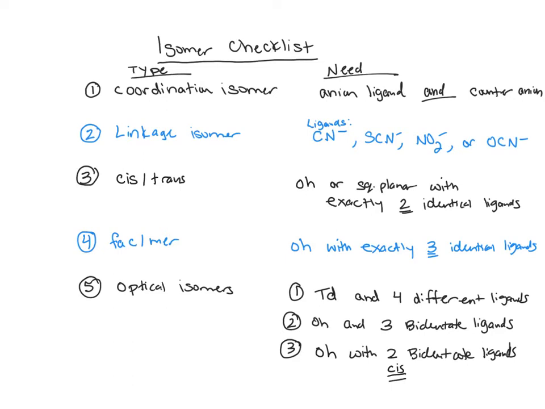So hopefully this will help you as you go through your practice problems. What you'll want to do is look at the chemical formula or the structure. If you're given the structure, write down the chemical formula and go through this list, every single one, to identify the different isomers. Oftentimes you have more than one type of isomer present.